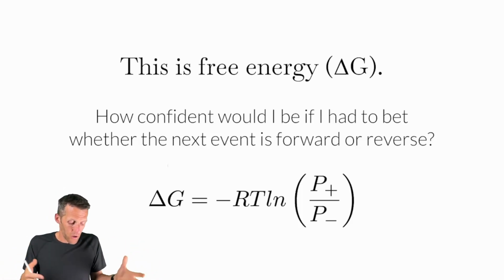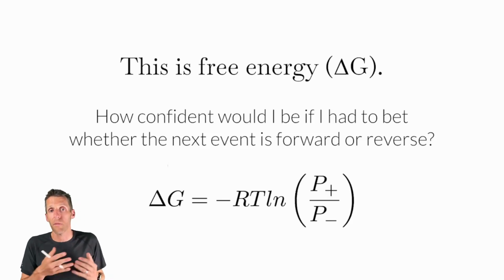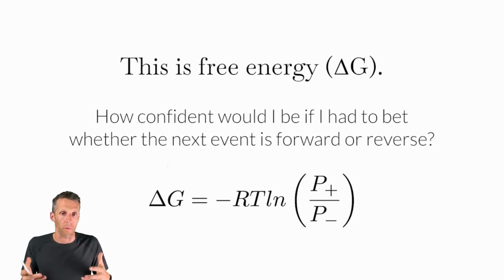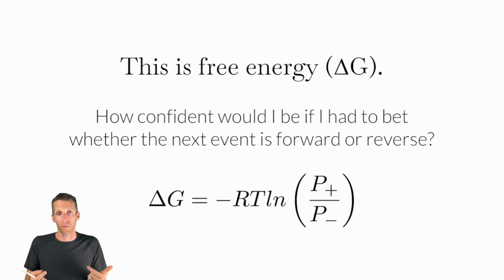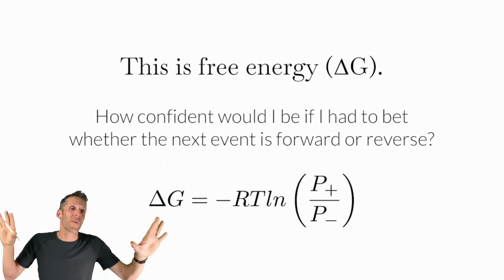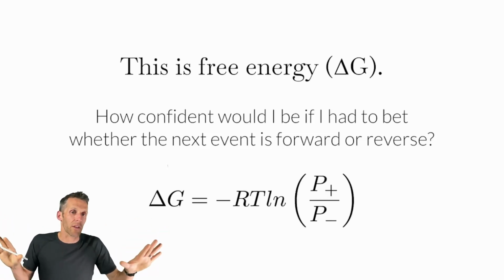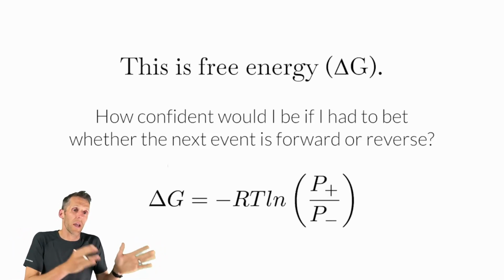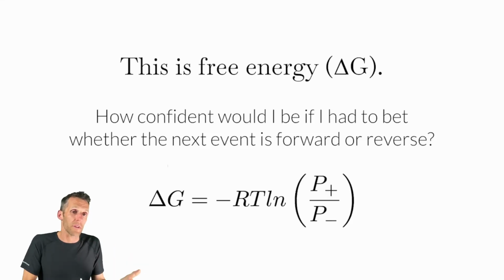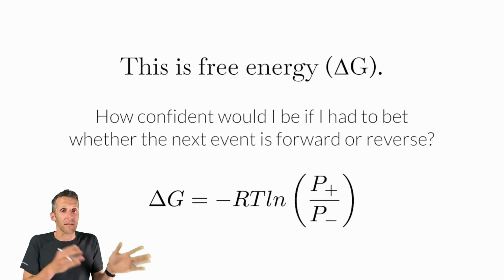Free energy is a measure of how confident I would be if I had to bet whether the next event is forward or reverse. You could write this as delta G equals minus RT log the probability of a forward reaction over the probability of a reverse. I like thinking about it as you imagine you froze in time, and you're looking at your molecular system, and you're just making a bet. What's the next thing I will see, forward or reverse? Helix to unfolded, unfolded to helix, tails to heads, heads to tails.